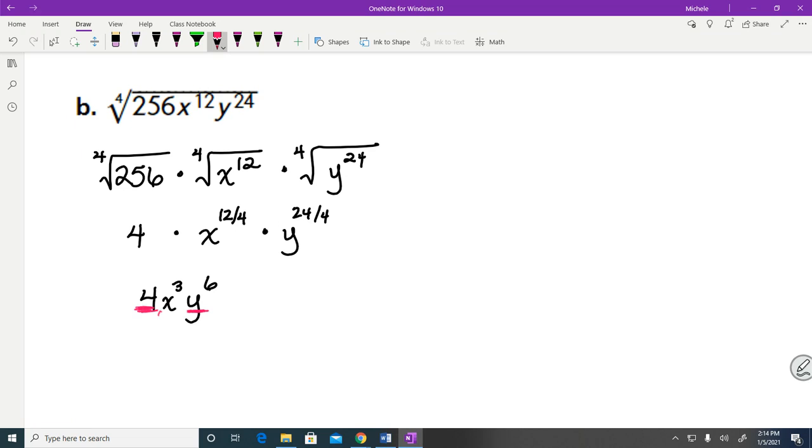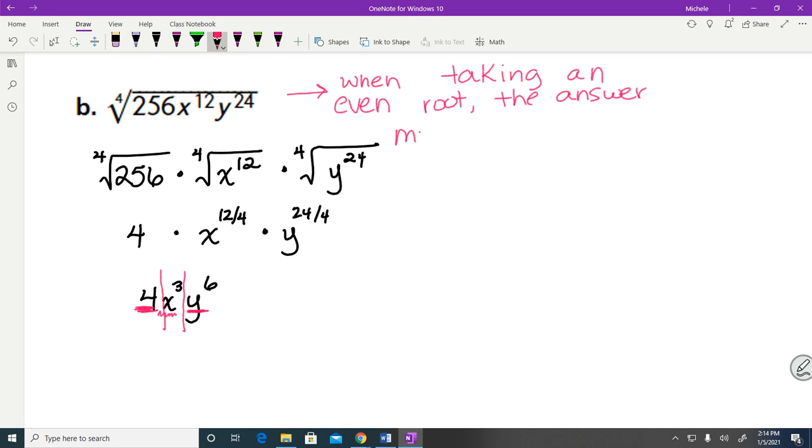Where we have to be concerned is right here at x cubed, because if x was a positive number, that number cubed is positive. But if x was a negative number, that would be a negative number. So to fix that, we're going to put absolute value bars around the thing that could be negative. So whenever you're taking an even root, the answer must be positive, because if you take the even root of a negative number, you'll get an imaginary number. So that's how we keep our answers positive.